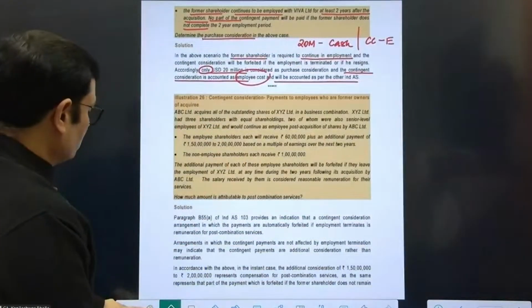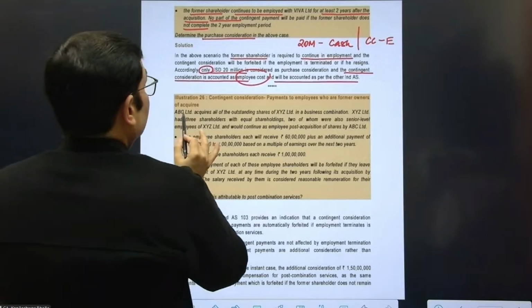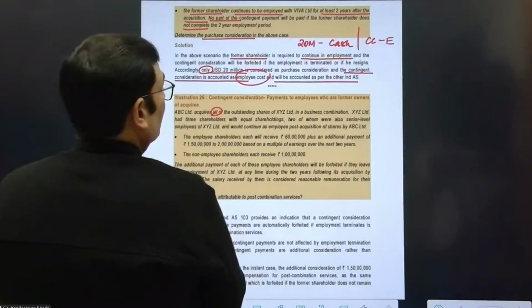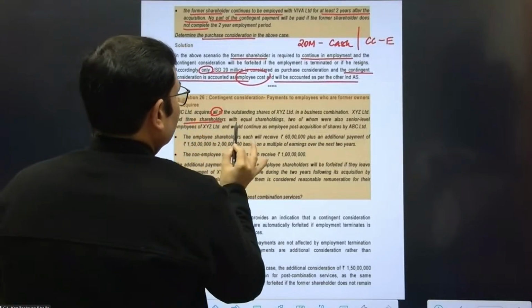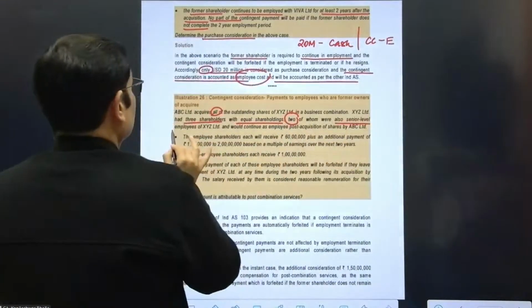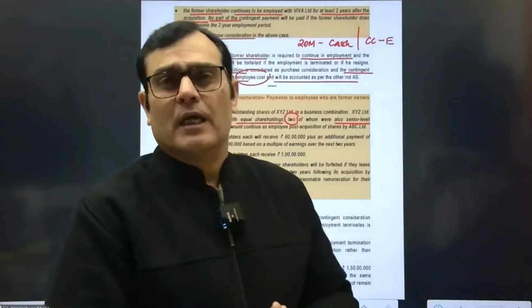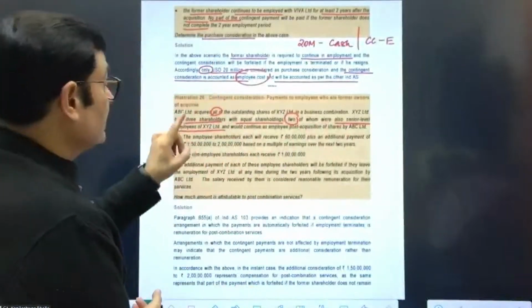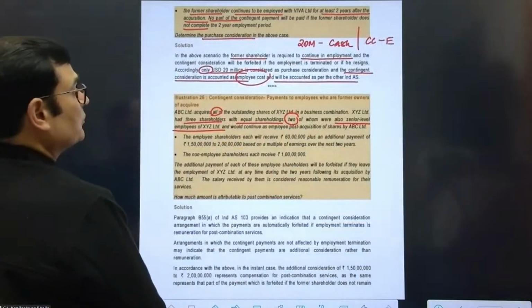Let's look at another illustration as well. Let's look at illustration number 26 as well. Now, in terms of illustration 26, it says ABC acquires all the shares of XYZ in a business combination. XYZ has got 3 shareholders with equal shareholdings, 2 of whom are also senior level employees of XYZ. Aha. So these 3 shareholders, out of them 2 are also employees of the company. So they are shareholders come employees of the acquiring company. So we need to see the payment is given in what capacity and would continue as an employee post acquisition.